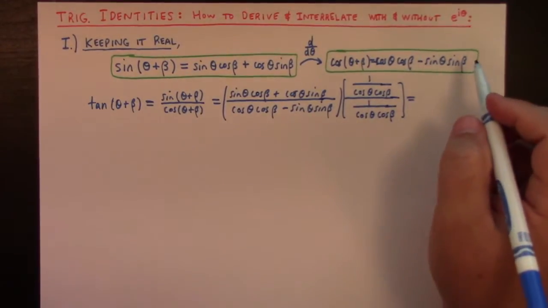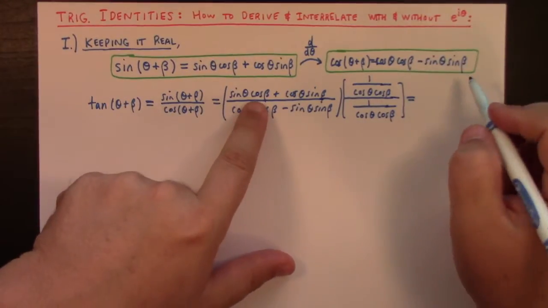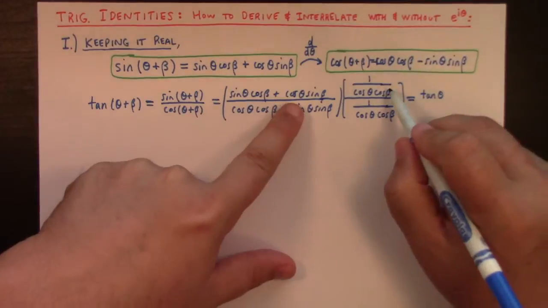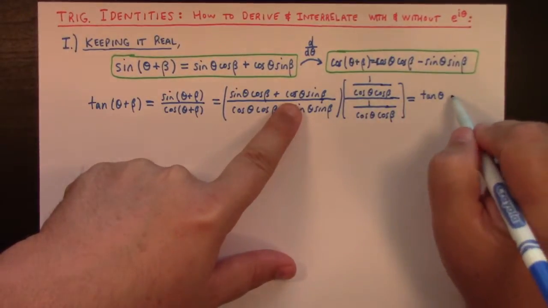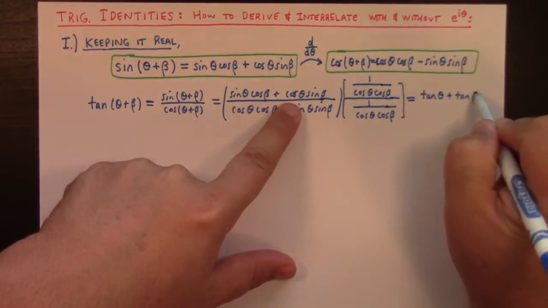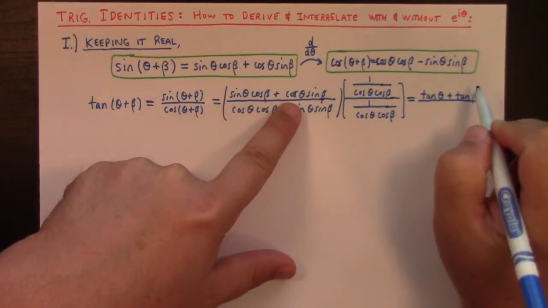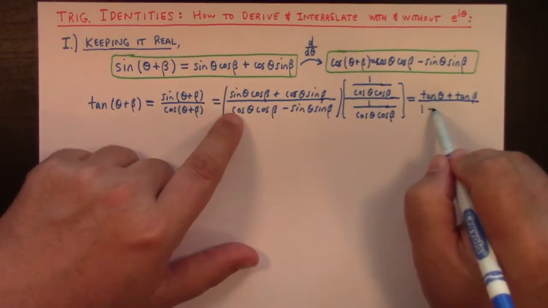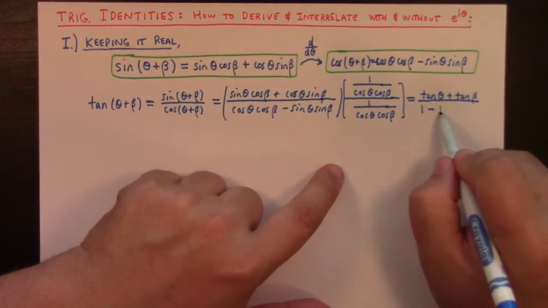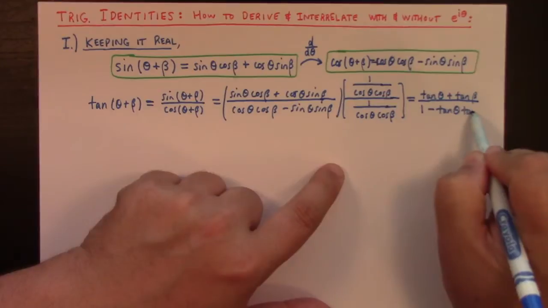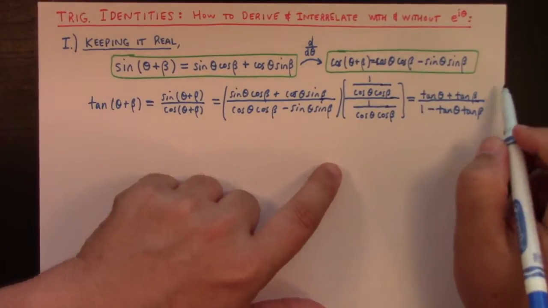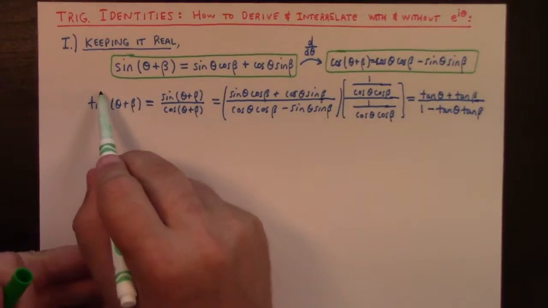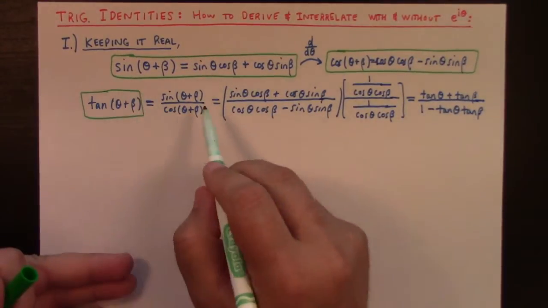You can see it when you multiply this times that. The cosine betas cancel. It gives you tangent theta. When you multiply this times that, the cosine thetas cancel. You get tangent beta. Downstairs, you get 1 minus the product of the tangents. So there you have it. That is the adding angles formula for tangent.